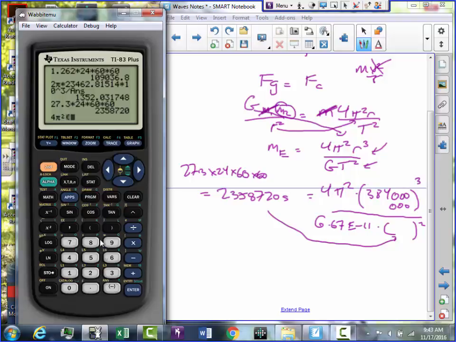So this took a little longer than I was hoping. 384,000, then add 3 more zeros to put it into meters and cube that. And then divide by 6.67 times 10 to the negative 11 multiplied by 2,385,720. That's the number. And that one gets squared. You guys get this?